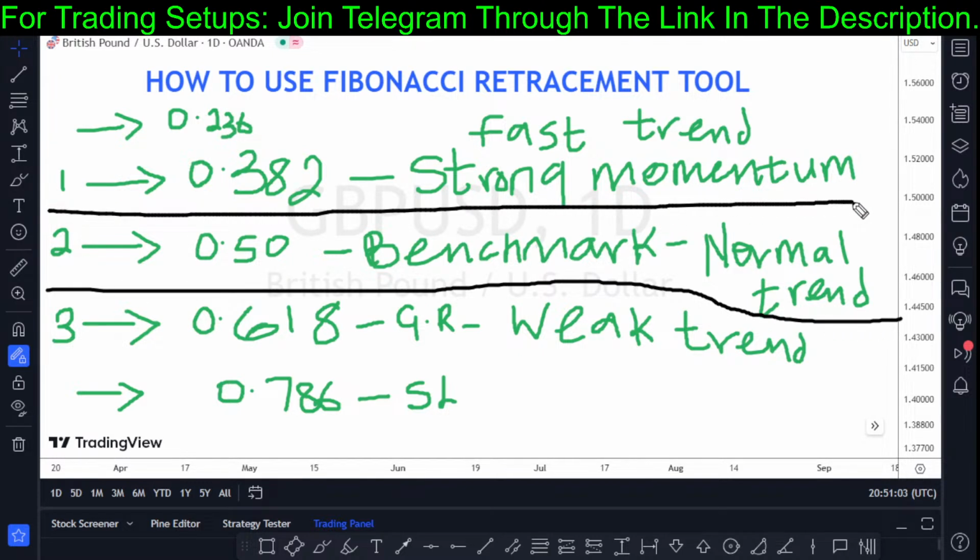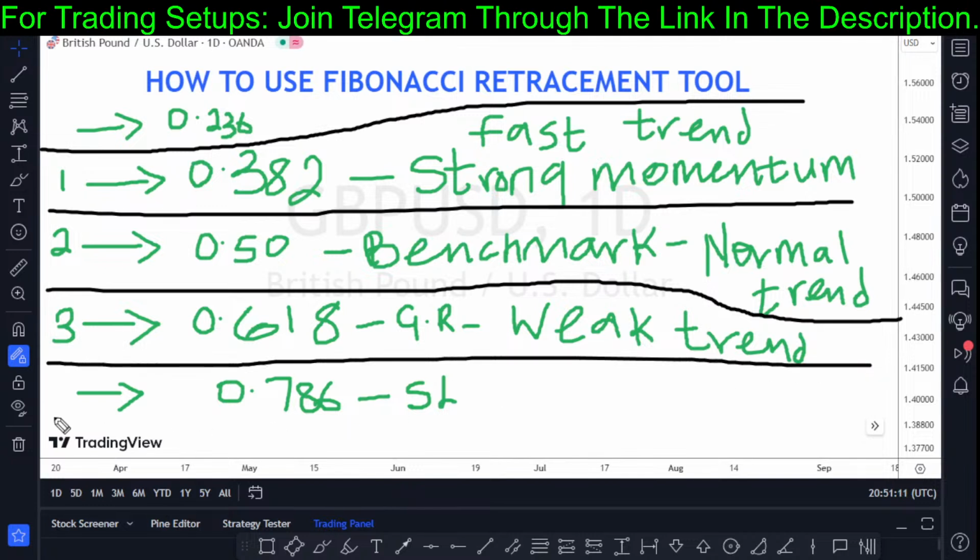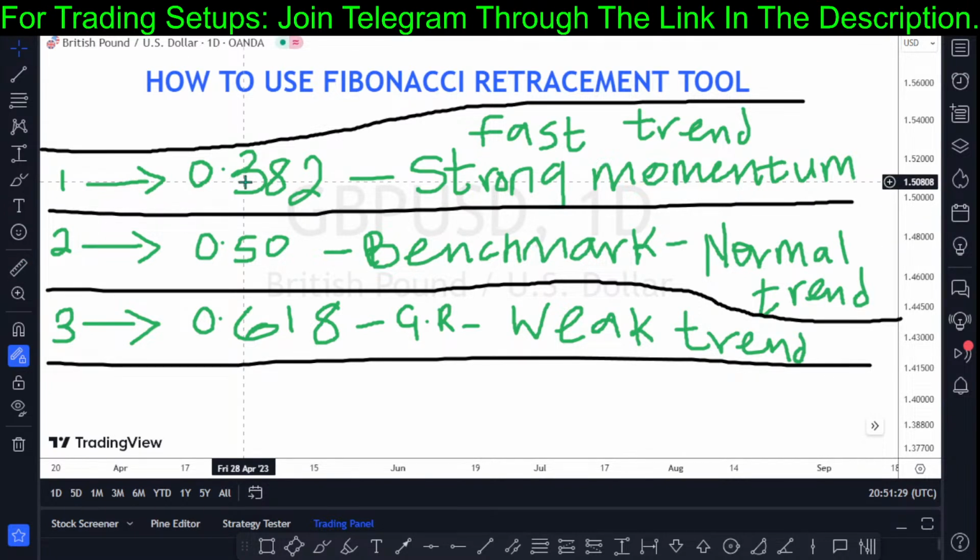Good. You can see that right now. Let's clean this up so that you get the idea. Now you can see that. This is how you use the Fibonacci retracement levels on the price chart. You use the 0.382 when the trend is strong, that is a fast moving trend. You use the 0.5 when the trend is normal, and you use the 0.618 when the trend is weak.